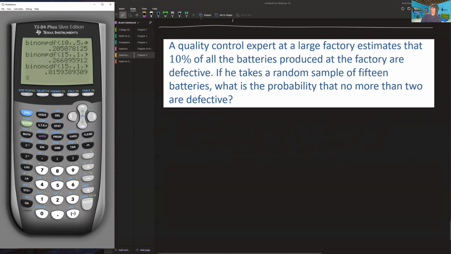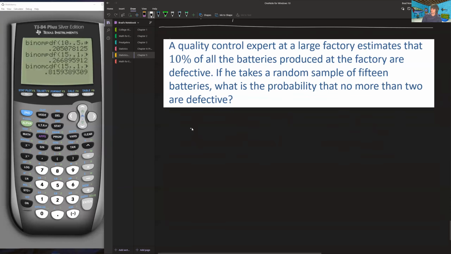So what is the probability that no more than 2 are defective? 0.8159. Okay. And there we go. Just making use of our binomial calculator here. Let's do another one here.